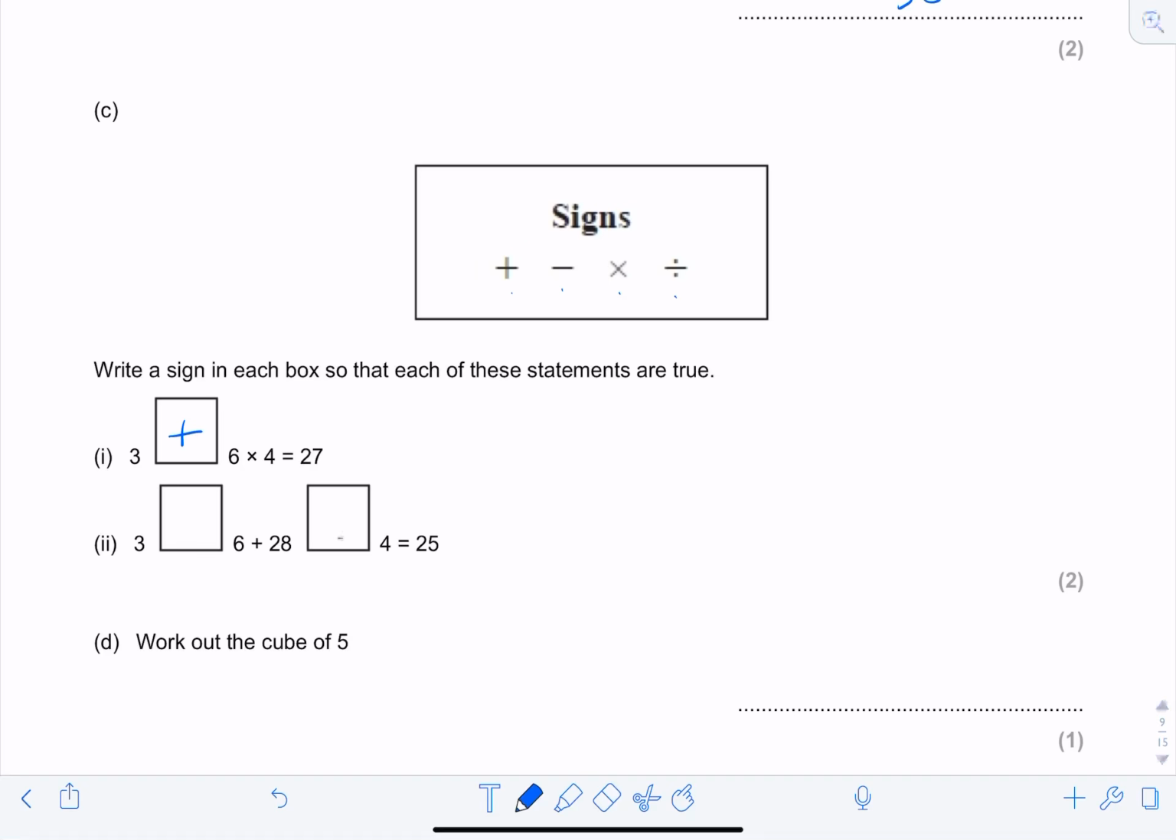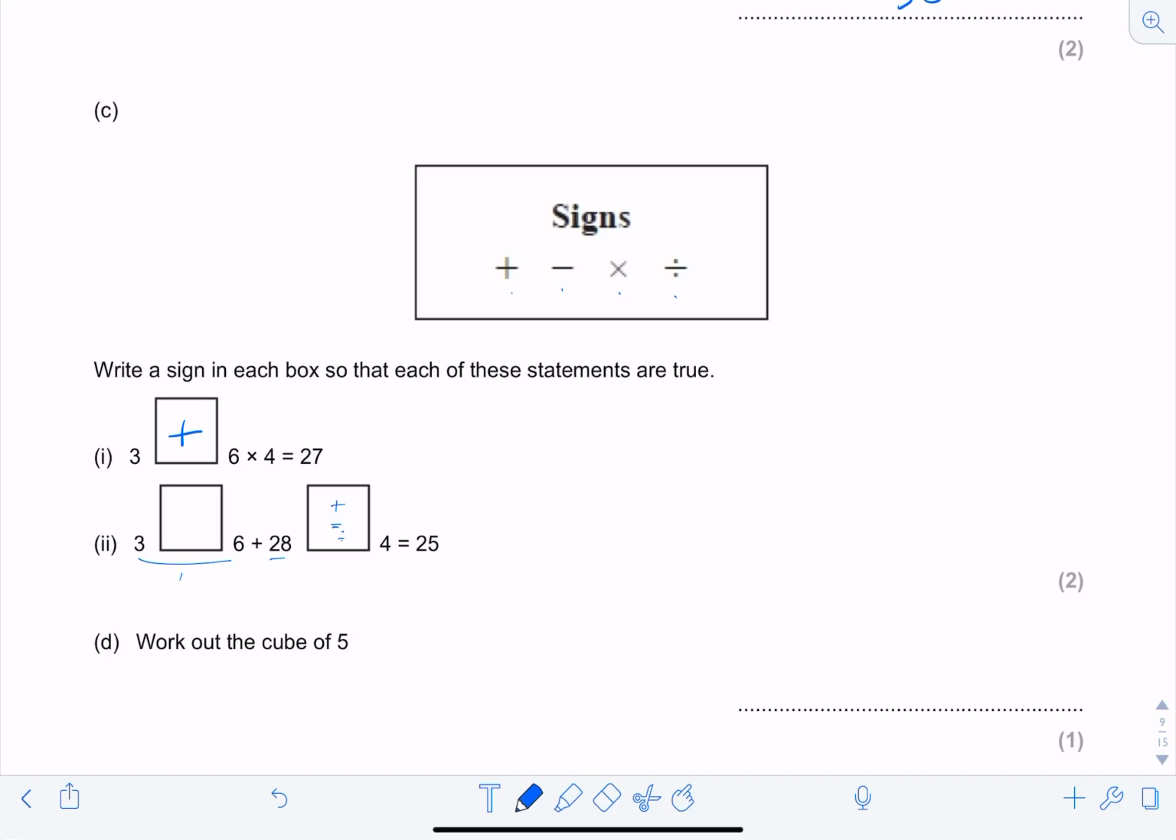28 divided by 4, that doesn't really work. 3 times 6 equals 25. Maybe 3. Well, it's 24, so that could be 1. Well, if it's 28 minus 4, that would be 24, which would mean that that would need to be 1. And I can't do that. I can't get 1 with 3 plus 6, 3 minus 6, 3 times 6, or 3 divided by 6. So that can't be minus. How about plus?